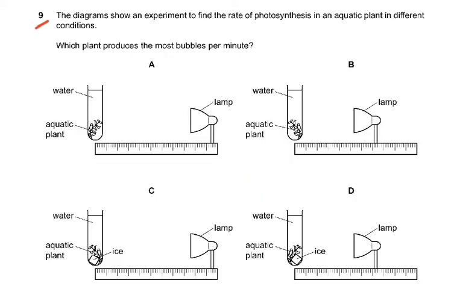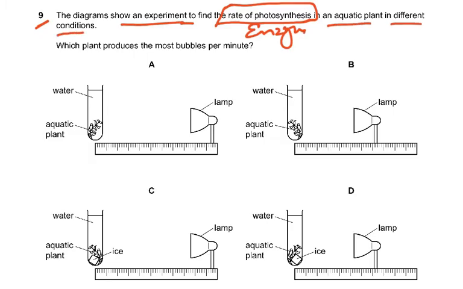Now question number 9, the diagram shows an experiment to find the rate of photosynthesis. Now rate of photosynthesis, please remember, it's an enzyme controlled reaction, in an aquatic plant in different conditions. Which plant produces the most bubbles per minute?